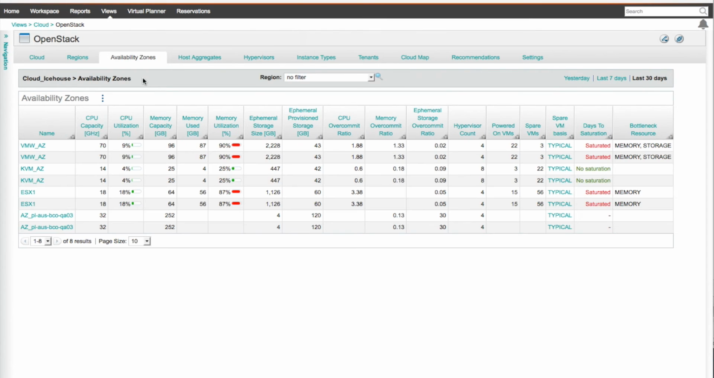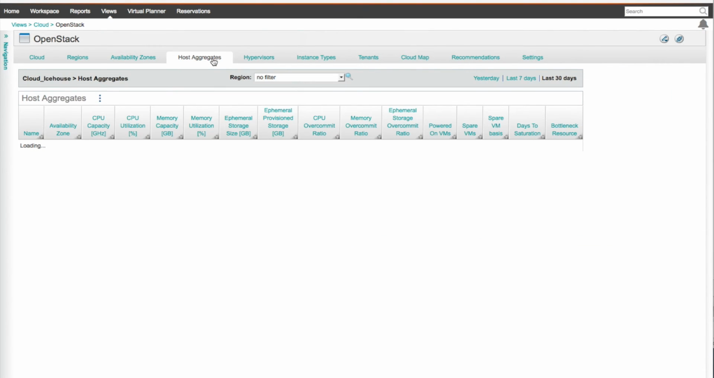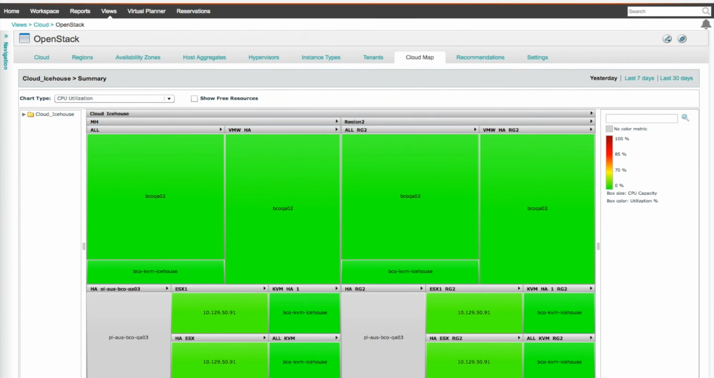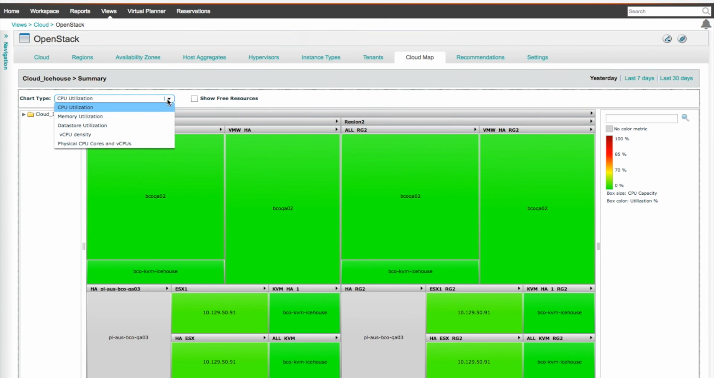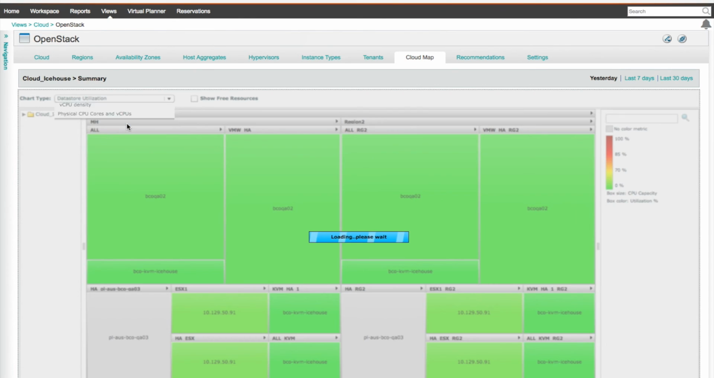From this level, you can move to the availability zone level directly or by drilling down and have similar information in terms of overcommitment, spare VMs, days to saturation and the bottleneck resource. Same applies to the host aggregates. But more importantly, you could directly move to the cloud map, which provides full visibility in terms of the cloud resources at CPU level, memory, and data store.